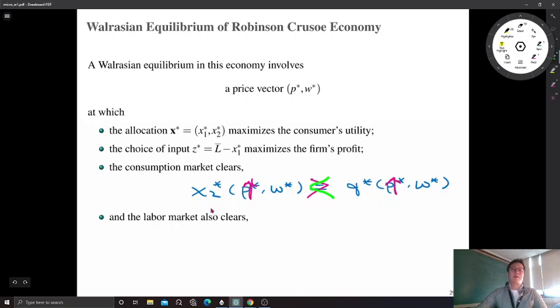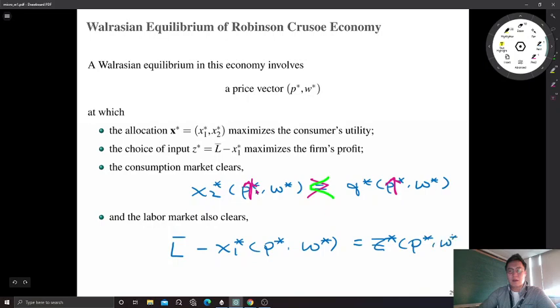For the same reason, the labor market also clears at the equilibrium price. So the labor supply, that was L bar minus X1 star, and the demand for labor by the firm, Z star, should be equal to each other at the equilibrium. Otherwise, the wage will adjust. Wage will change, so it is not an equilibrium. All right, so the equilibrium is characterized by these four conditions.